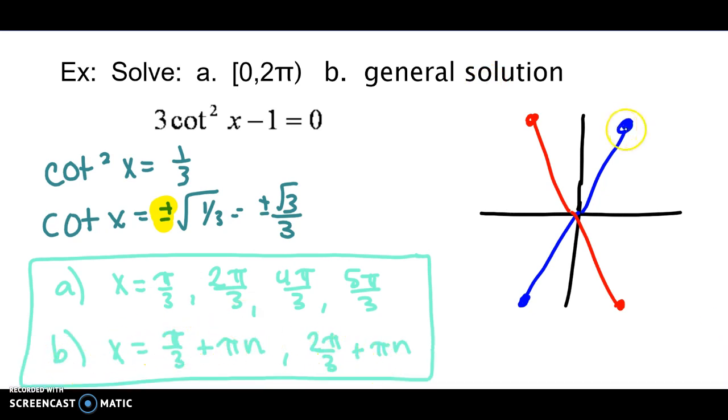So at pi thirds, my coterminal angle, it's also pi n away, right? So at pi thirds, I'd add pi, add another pi, add another pi. So that does cover pi thirds and the 4 pi thirds. At 2 pi thirds, same thing. I could do its coterminal angle, but also it's pi units away. So at 2 pi thirds, 5 pi thirds, and then I keep going around for my general solutions. Okay.